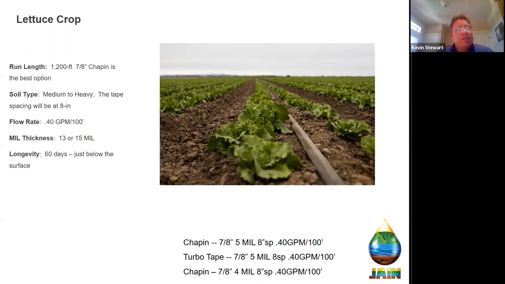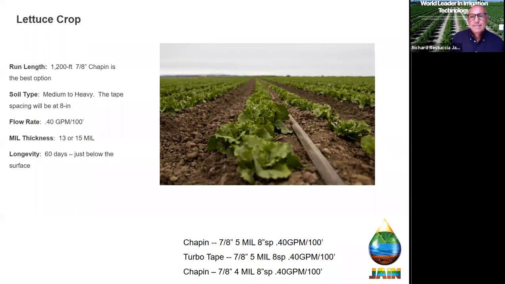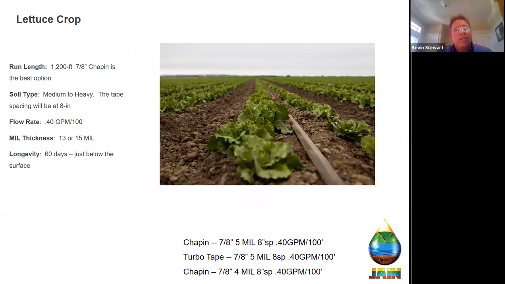This has been something that we've seen over the last 5 years. We've seen growers completely change, and they've gone to this. It doesn't make sense to do it with a 6 mil product, but at 5 mil, it makes sense. At 4 mil, it really makes sense, and we're trying to go in that direction. I messed up on this slide. That mil thickness is 5 mil, not 13 or 15 mil.